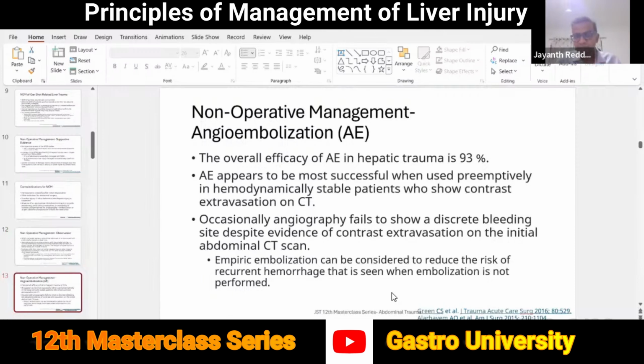Angiography and embolization is an important tool in management of these patients, and it's quite efficacious in hepatic trauma. And it should be used preemptively in patients with extravasation of contrast on CT. And in some patients, even though there is contrast extravasation, when you subject them to angiography and embolization, there is no extravasation seen. In these patients, there is a role of empirical embolization, but this needs to be super selective. You cannot just embolize the right or left hepatic artery, because this would lead to significant morbidity in these patients in terms of abscess development or necrosis.